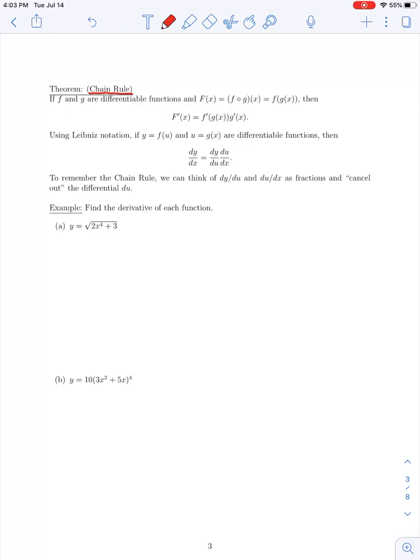Now, the chain rule says if we have two functions f and g, which are differentiable, and we define capital F of x as the composition of f and g, or f of g of x, then the derivative of that composite function, capital F, is defined as f prime, that is the derivative of the outer function, evaluated at g of x, and then multiplied by g prime of x, that is the derivative of the inner function. So the way that I like to remember the chain rule is as the product of the derivative of the outer function and the inner function.